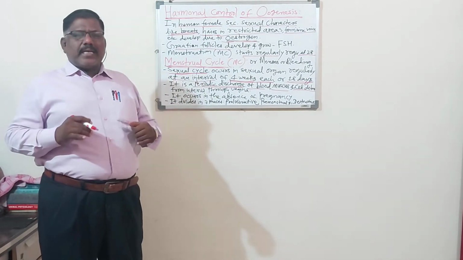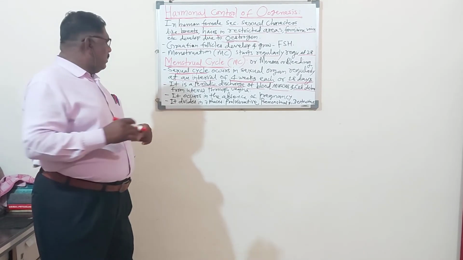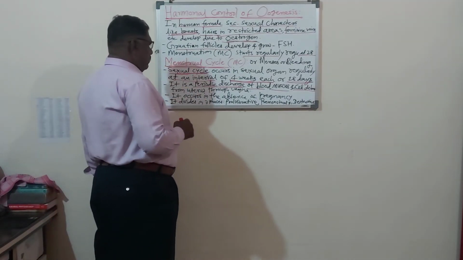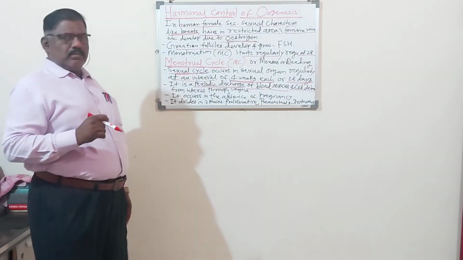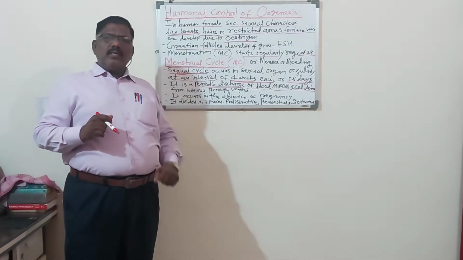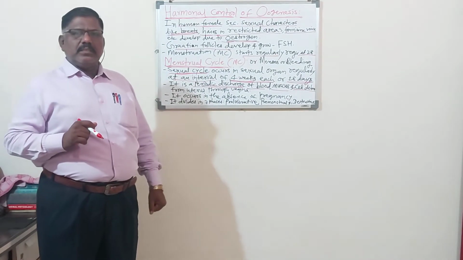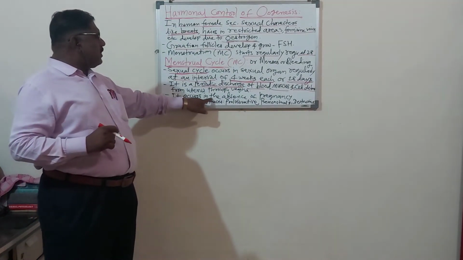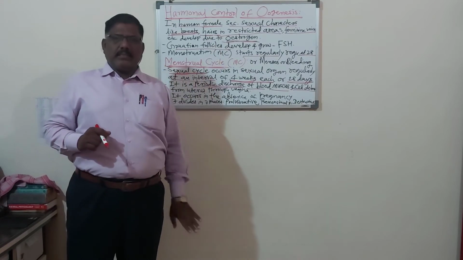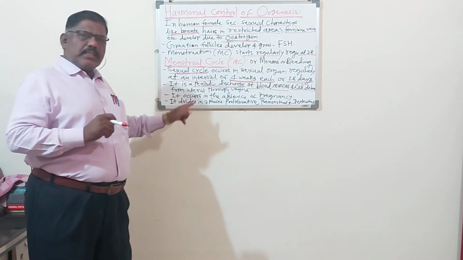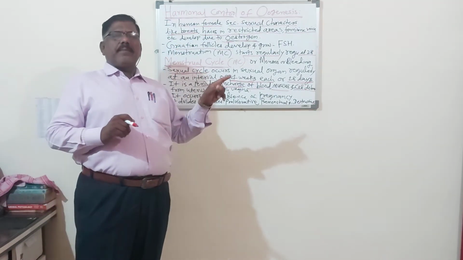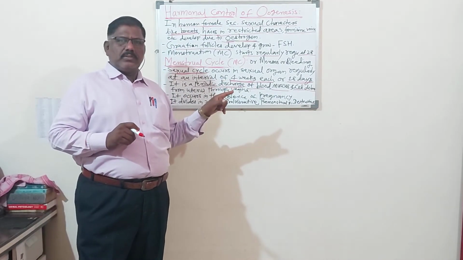And this menstrual cycle does not occur after the pregnancy. Menstrual cycle does not occur after the pregnancy. So it occurs in the absence of pregnancy. When there is no pregnancy, this cycle appears after the 28 days or 4 weeks.